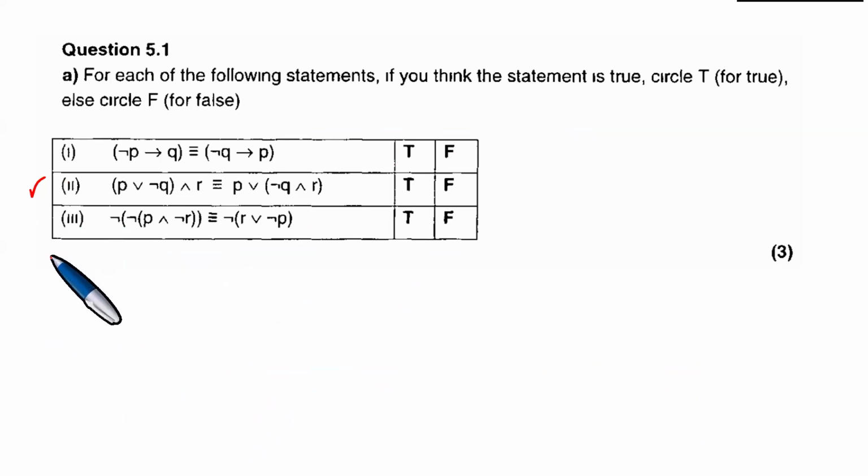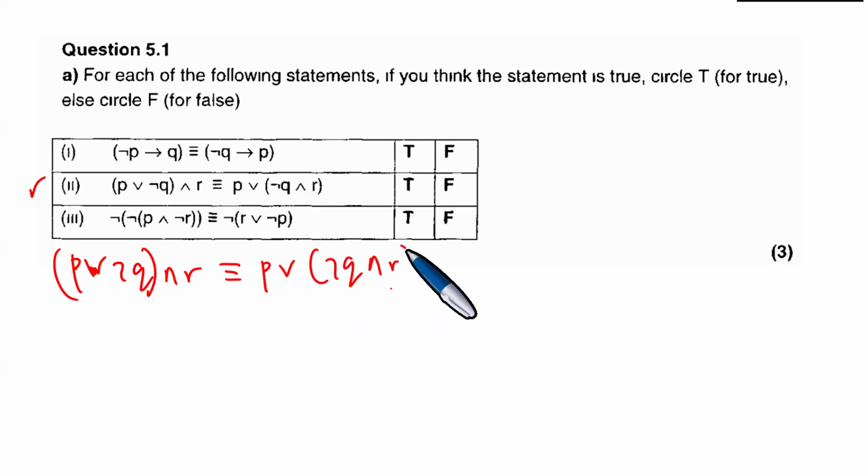The next one is the second Roman figure, and we want to investigate whether it is true or false. Once again, we take one side and simplify it to produce the other side. We're going to take P or not Q, and R, and compare it with P or not Q and R. So we manipulate these and see what we can get with the manipulation.